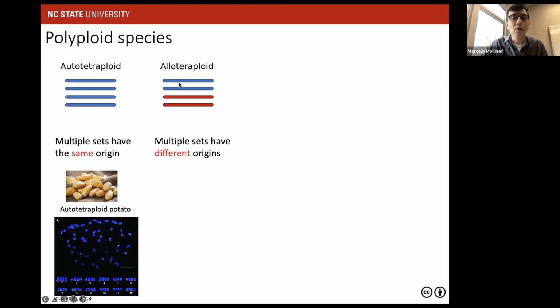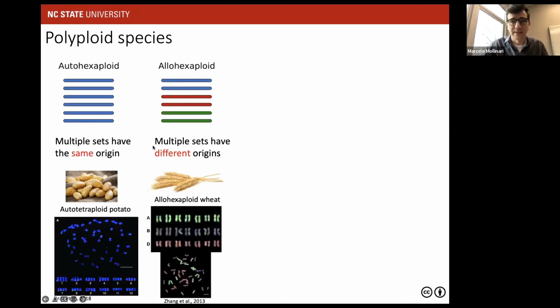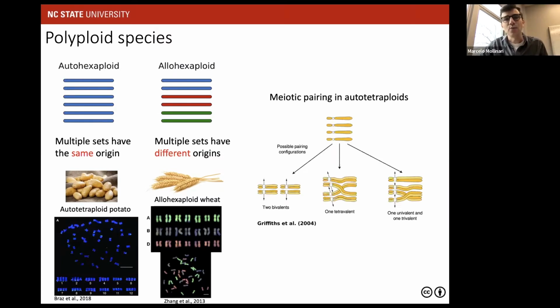And we can have allotetraploids or allopolyploids, where we have multiple sets of different origins. And here we have an example of the allohexaploid wheat. Here you can see we have 3 genomes, and they behave much more like a diploid genome in terms of segregation. The problem here is when you have an autopolyploid meiotic instance. So the meiosis of an autopolyploid is quite complex.